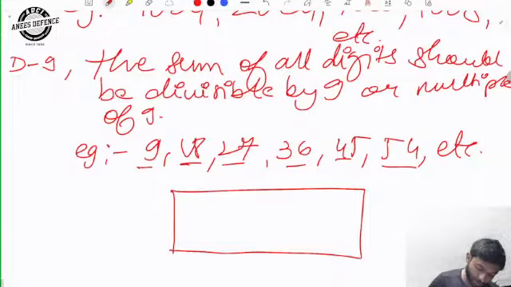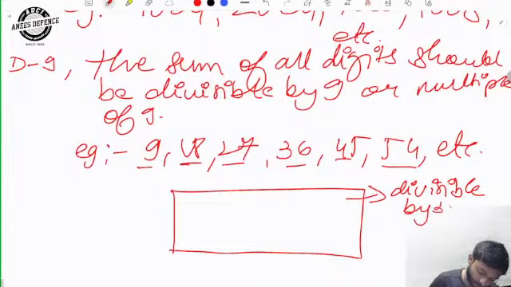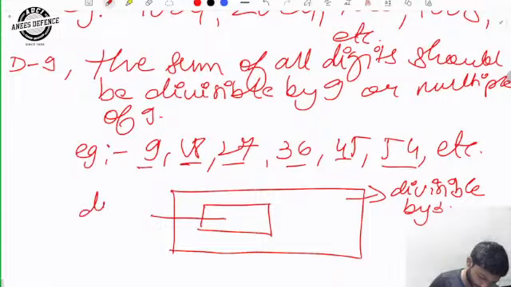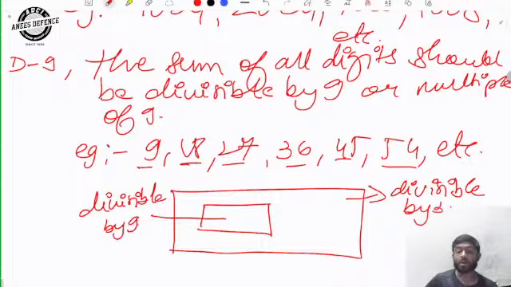This is all the numbers divisible by 3, and this is the list of all the numbers divisible by 9. It means all the numbers that are divisible by 9 are divisible by 3. Right? Just a second.